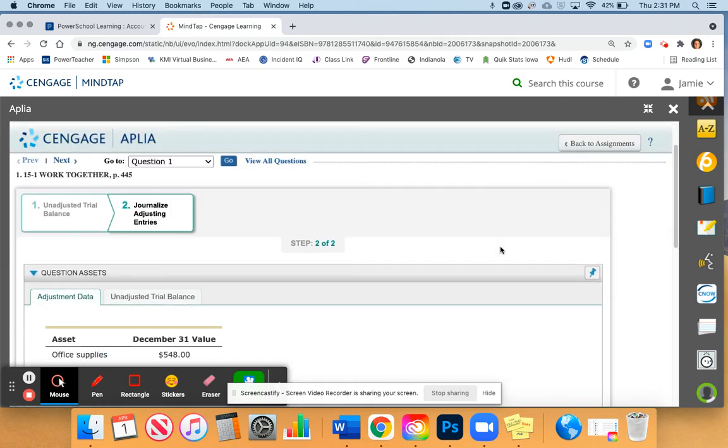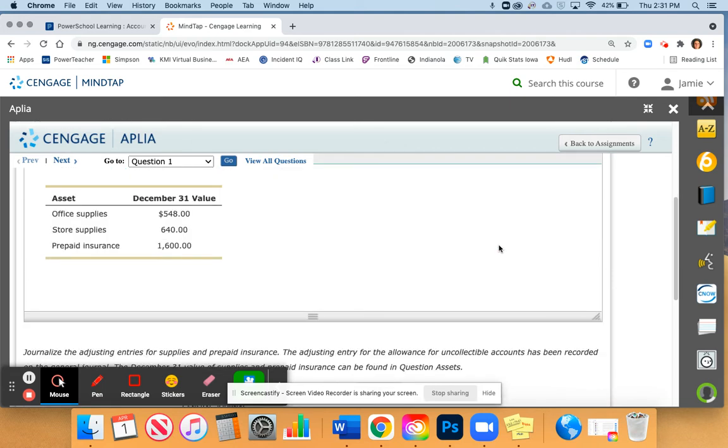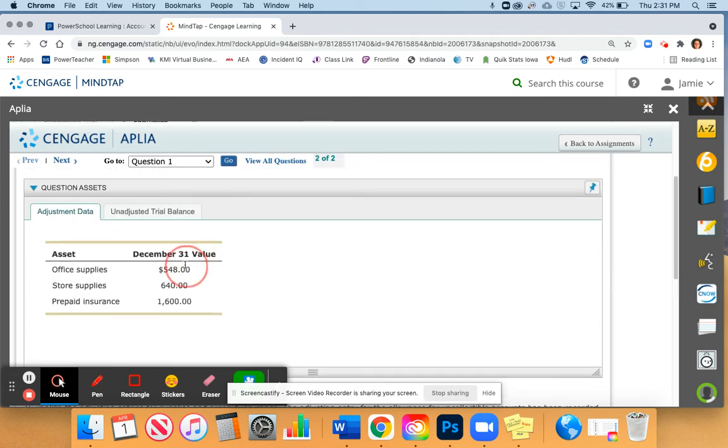The next step is journalizing the adjusting entries. So in the instructions, they are giving you the ending value. So this is December 31st, the end value. In order to determine our adjustment, we first need to find the beginning value. These are not the adjusting entries. Do not use these for the adjustments.